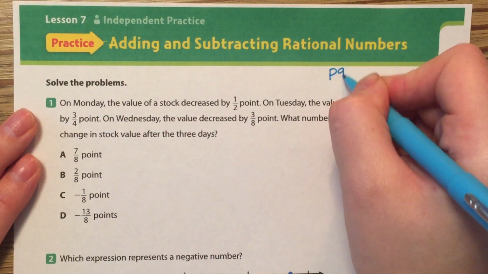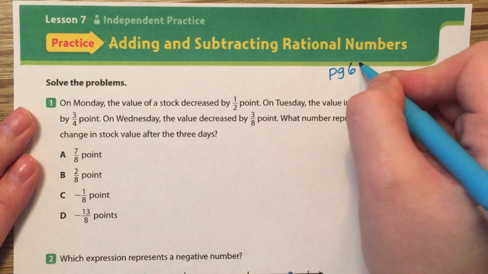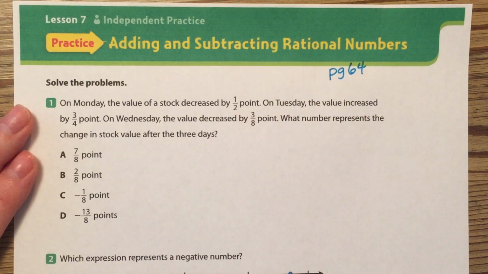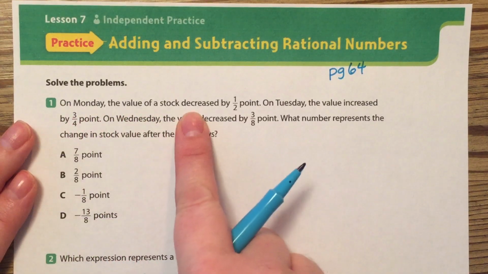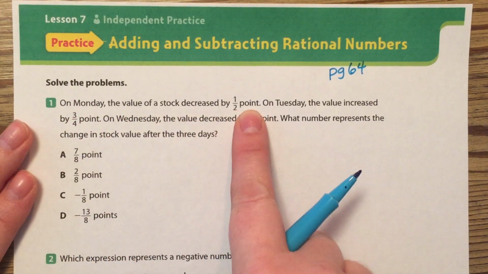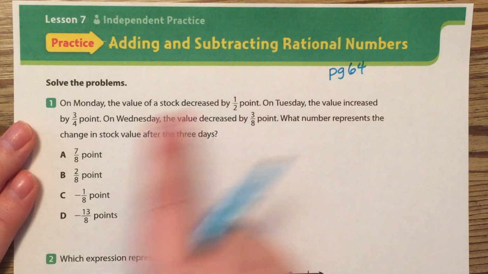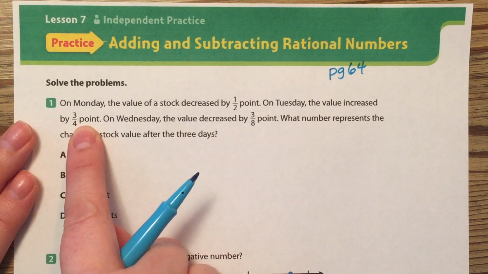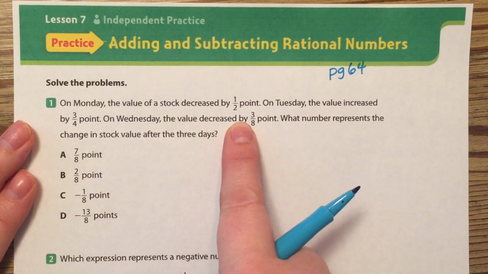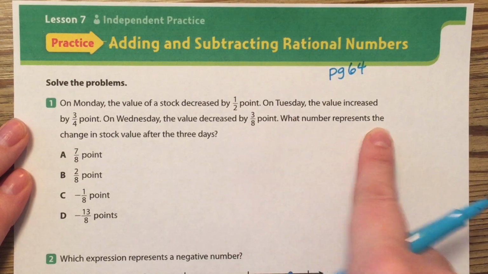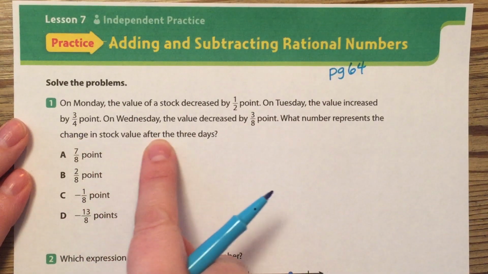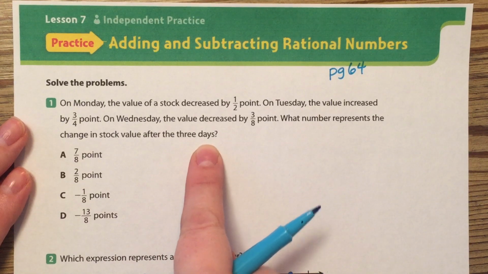We're on page 64 of your Shiny Math book. We're considering this problem right here. On Monday, the value of a stock decreased by ½ a point. On Tuesday, the value increased by 3/4 of a point. On Wednesday, the value decreased by 3/8 of a point. And we want to know what number represents the change in stock value after the 3 days.